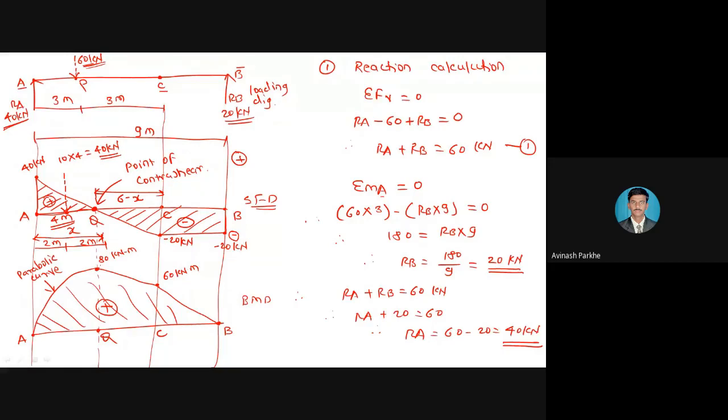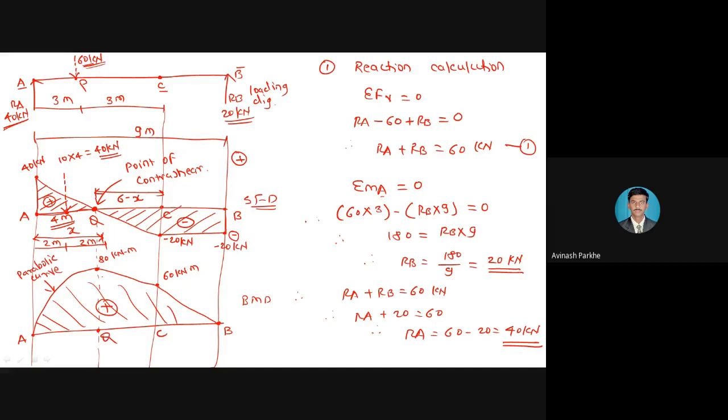But in case of a bending moment diagram, the bending moment is maximum. 60 kilonewton meter is present at point C, but at point Q, 80 kilonewton meter is present, which is more than the 60 kilonewton meter. Means your definition is satisfied. That is, it is the point at which the shear force is 0, but bending moment is maximum. So this is the one problem related to the UDL.